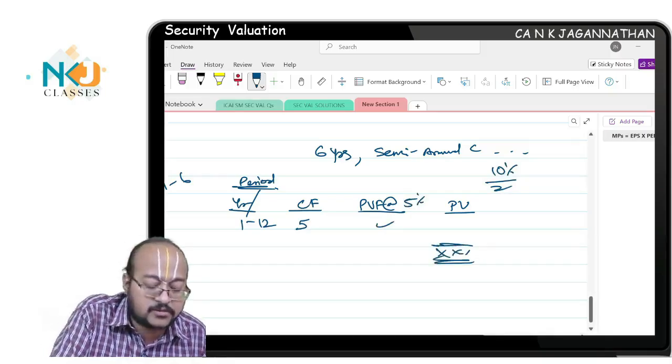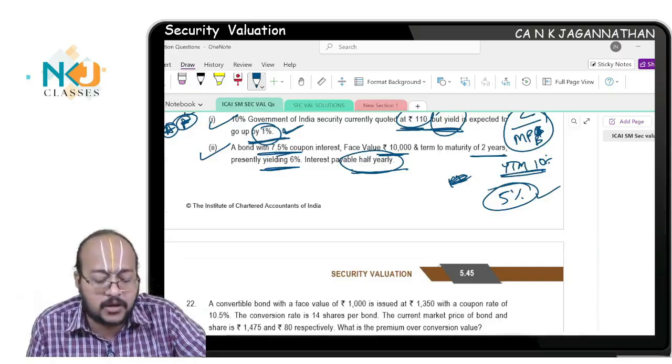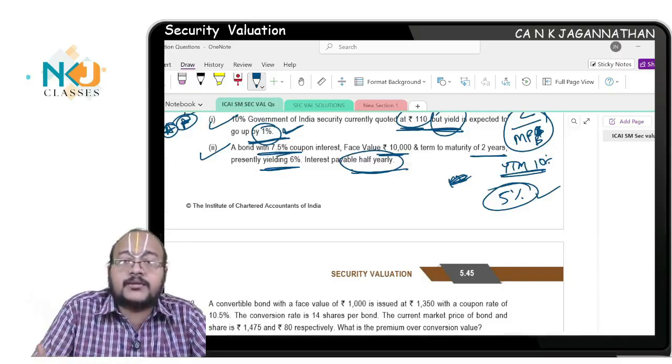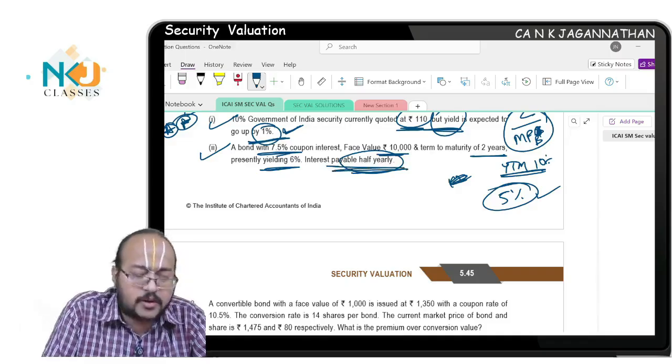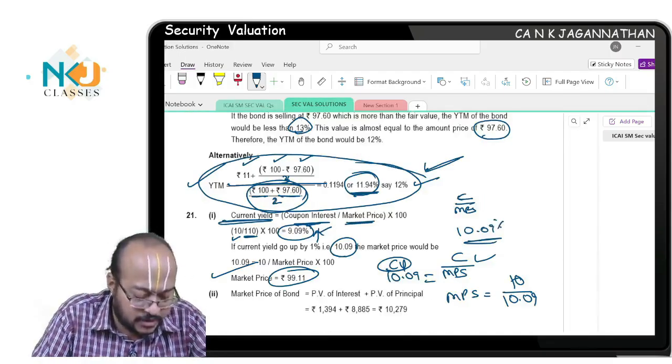Are you understanding? This is how you will find the value of the bond in case the question mentions to consider the half-yearly periods. If the bond is paying the coupon half yearly or quarterly, you convert the data. So how have they solved it? Very simple and straightforward.